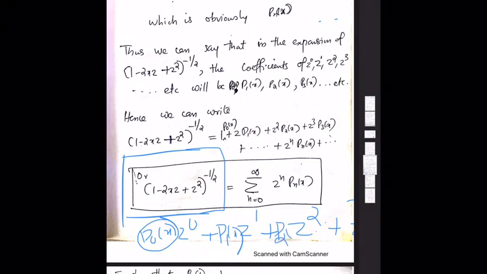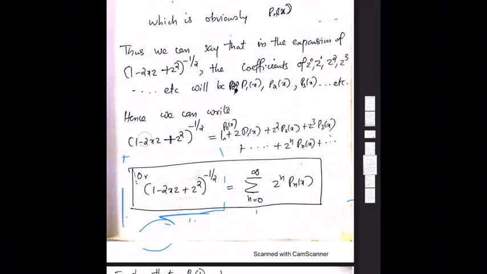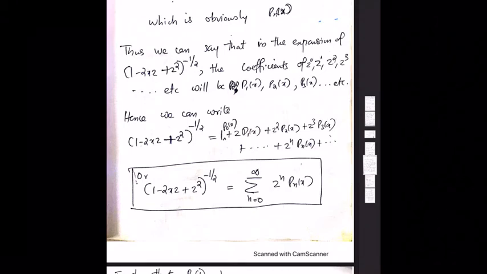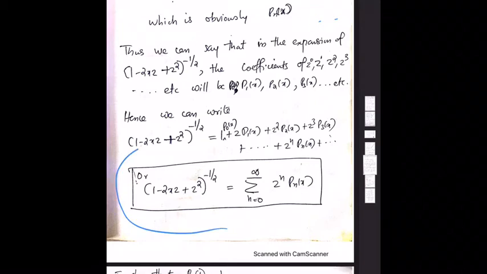So one can write this expression, 1 minus 2xz plus z squared to the power minus half, as the sum over n equals 0 to infinity of z raised to n Pn of x. That we can write.